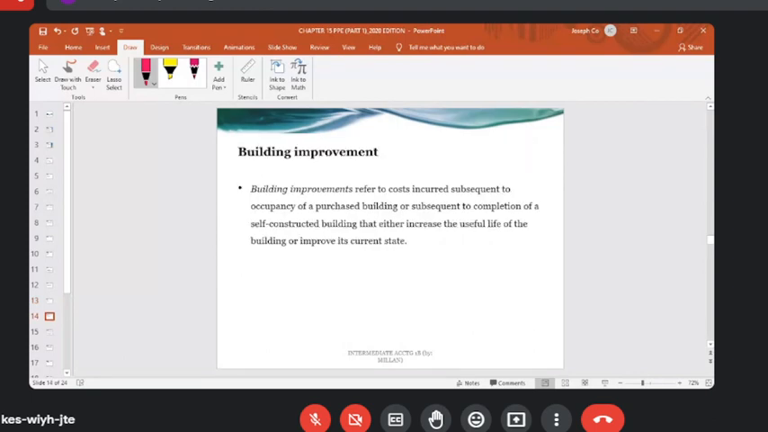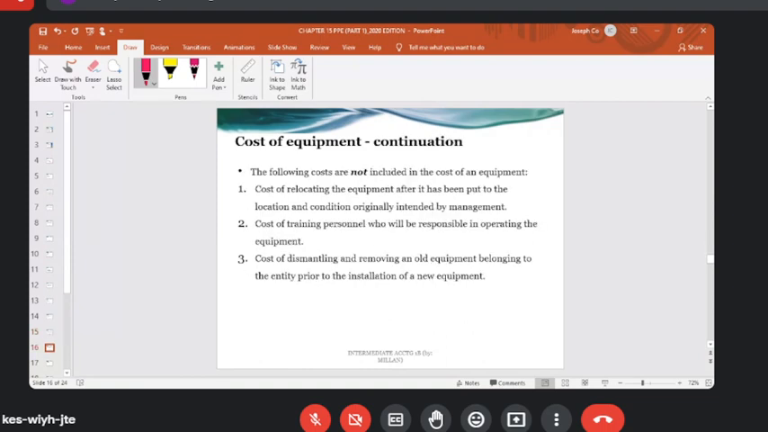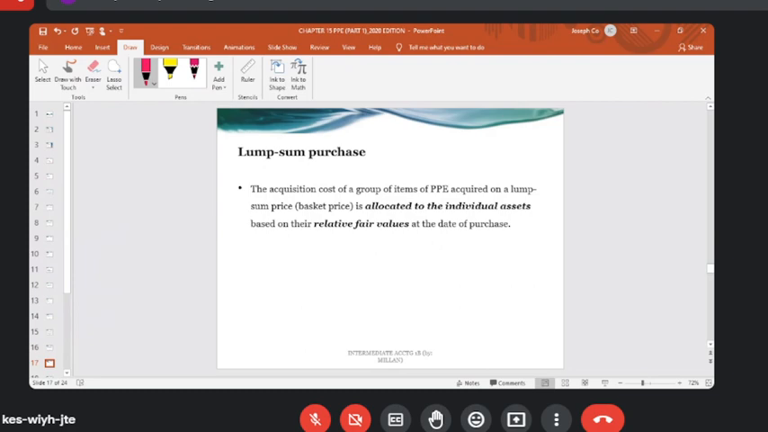Building improvement, no? PPE po siya. These are costs incurred subsequent to occupancy of a purchased building or subsequent to completion of a self-constructed building that either increase the useful life of the building or improve its current state. And then equipment, okay, yan po naman yung equipment. Pag lump sum purchase po siya, kailangan natin i-allocate based on the respective fair value. Siyempre, kailangan natin malaman yung allocation kasi yung land ay hindi po nagdi-depreciate, no?